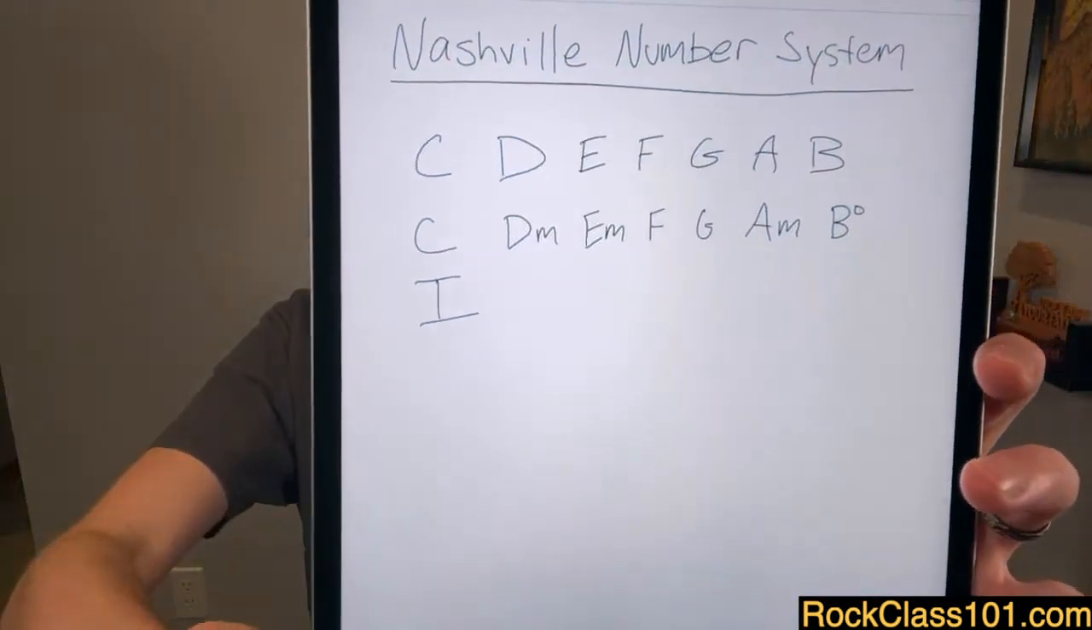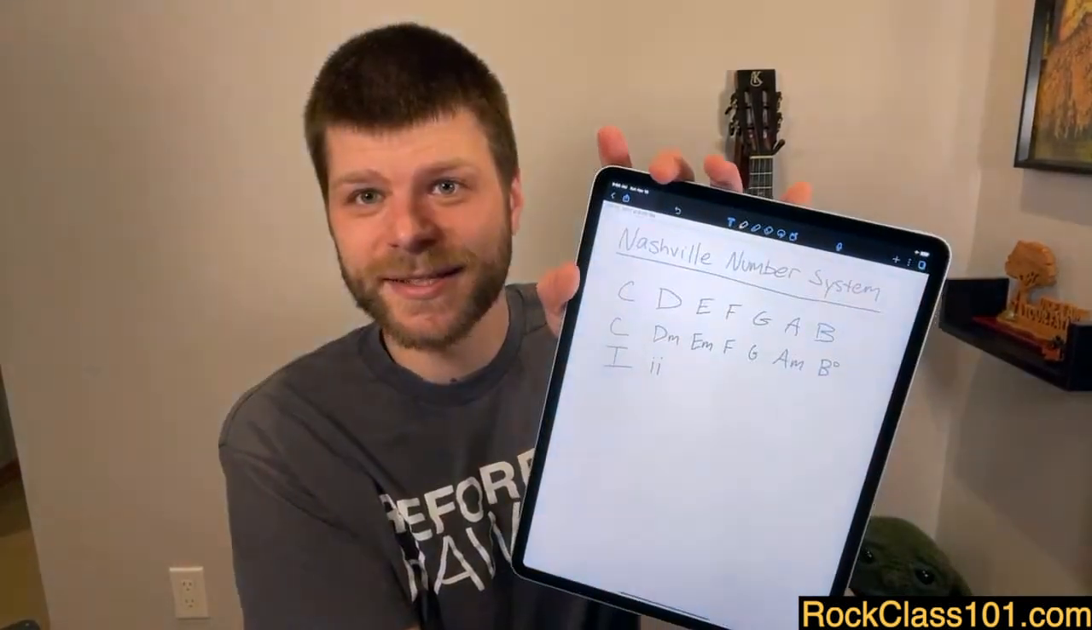So C is 1 because we're doing C major to start, right? So I'm going to make an uppercase Roman numeral 1 right under my C. Looks something like that. Now underneath the D minor, well, D minor is 2, C, D, right? I'm going to do a Roman numeral 2. But am I going to do an uppercase Roman numeral 2 or lowercase? Well, it's a D minor chord. So I'm going to put it as a lowercase 2. Looks something like this. And then the E minor is the 3, another minor. So I'm going to do another lowercase.